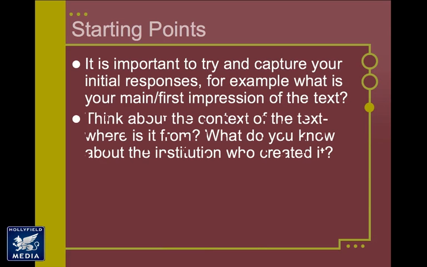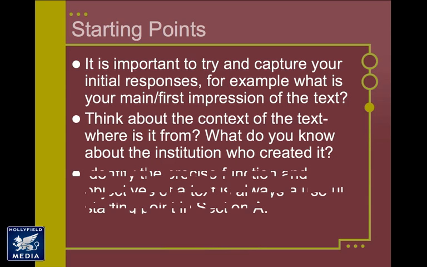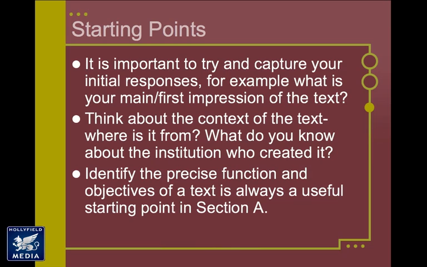Okay. Think about the context of the text. Remember the background information. Where is it from? What do you know about the institution who created it? Why was it created? Think about all these things as well. That will help you understand the text. And finally, identifying the precise function and objectives of a text is always a useful starting point in section A.